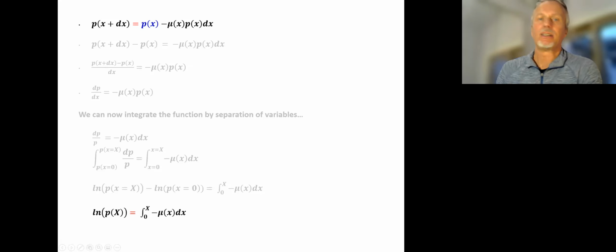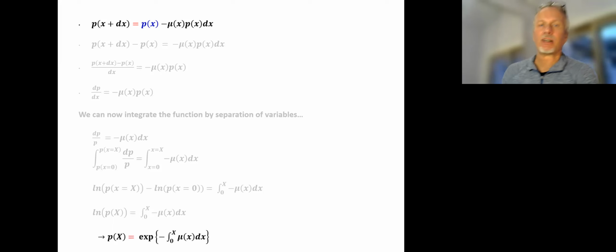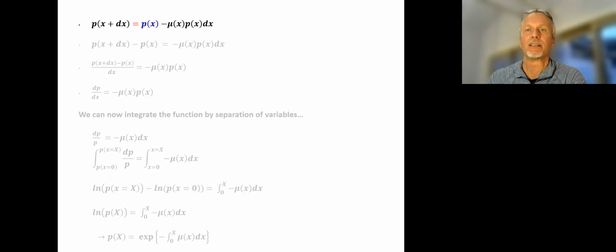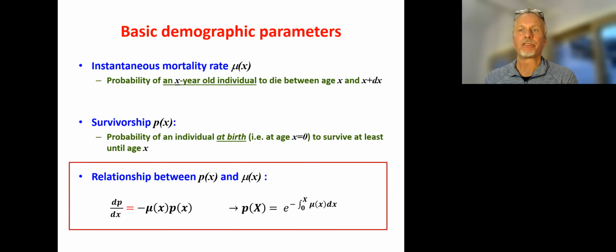And so we can compute this as the logarithm of p of x, which is equal to the integral between 0 and x of minus mu of x dx. And when we exponentiate, we derive that p of x is equal to the exponential of minus the integral between 0 and x of mu of theta d theta. And so these are the two terms that are relevant, and this is the relationship between p of x and mu of x.